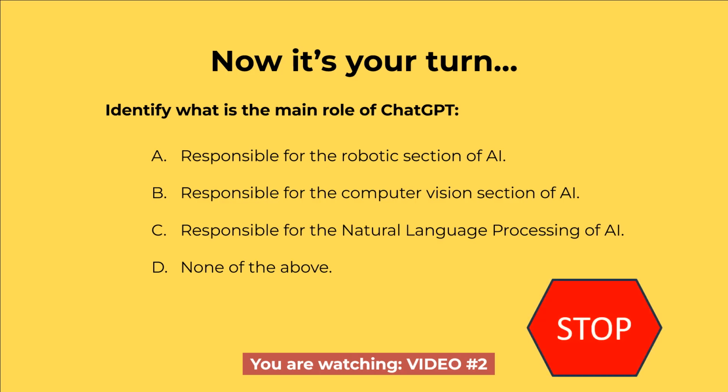Hopefully, you would have selected letter C. If we reread the question, identify what is the main role of ChatGPT. Letter C says, responsible for the natural language processing of AI. Letter C is the correct answer.